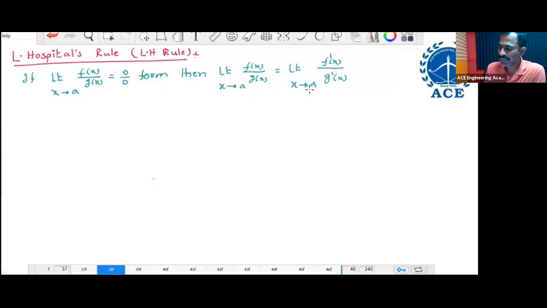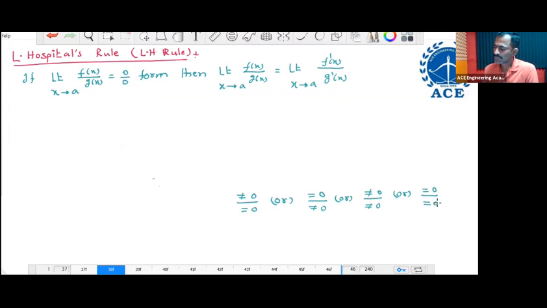When you observe this function value at a point A, there are four possibilities. Numerator is not equal to 0, denominator is 0. Or numerator is equal to 0, denominator is not equal to 0. Or numerator is not equal to 0, denominator is also not equal to 0. Or both numerator and denominator are 0. But this is the 0 by 0 form, that is the indeterminate form, and these are not indeterminate forms. So if we get any one of these here at a point A, then we stop and we write the value of the limit.